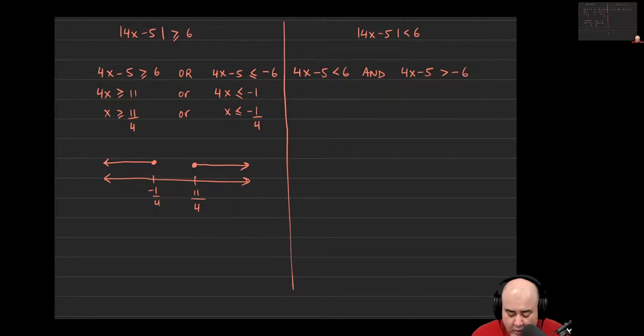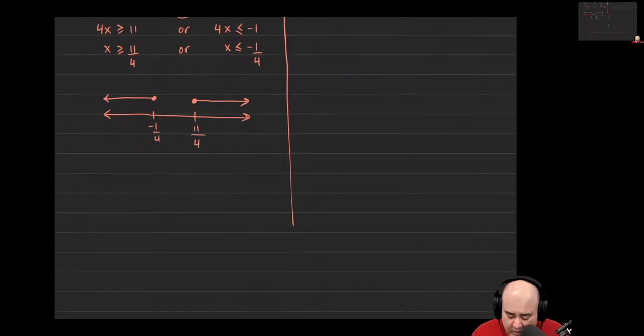Because this was an OR compound inequality, I'm asking myself, where am I cov-OR'd from the rain? I'm cov-OR'd from the rain in this interval and under this umbrella. So my answer would be negative infinity to negative 1/4, bracket, union. Union, remember, is the mathematical glue. 11/4 to infinity.